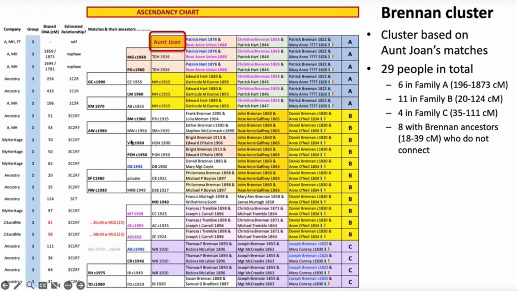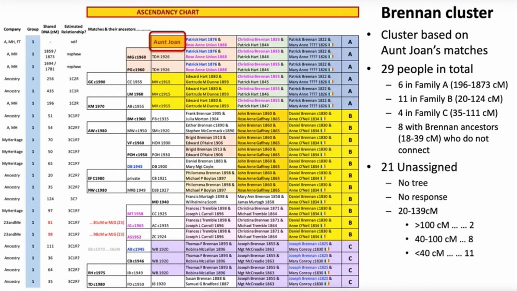The matches in Family B, these ones here, indicated by the yellow, all go back to Daniel Brennan, born about 1830. And in the purple family, at the very end, Family C, we have the patriarch Joseph Brennan, whose descendants are these particular matches here. And you can see the year they were born, roughly, and the amount of DNA they share with Aunt Joan.